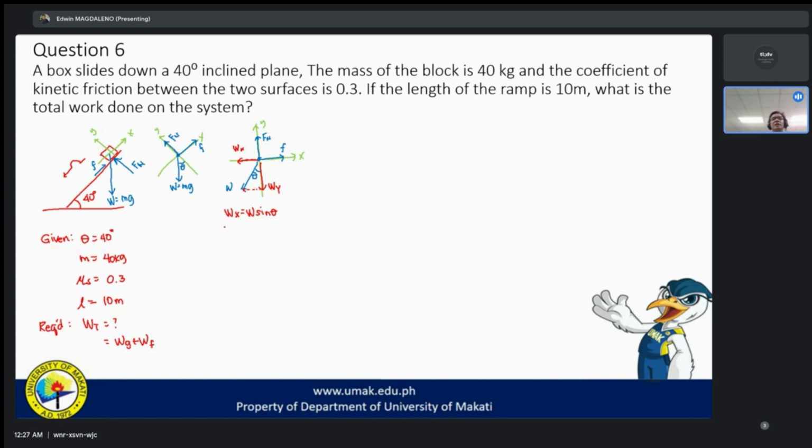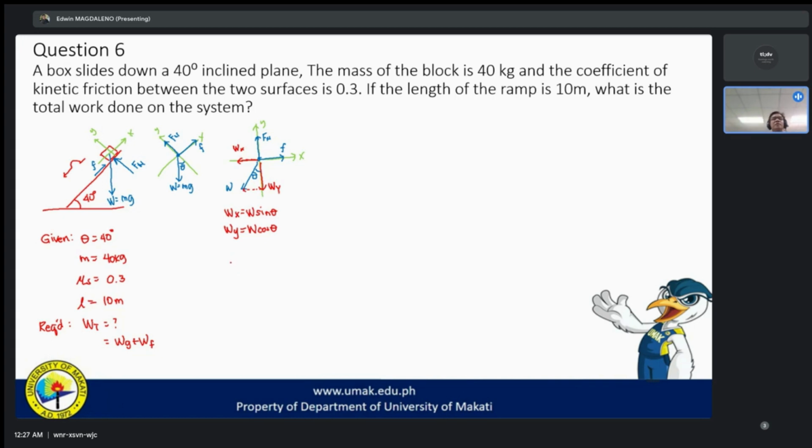And of course Wy, if this is beside the theta, that means it is adjacent, so the adjacent is correlated to cosine. So Wy should be equal to W cosine theta. We now have the components along the x and along the y.